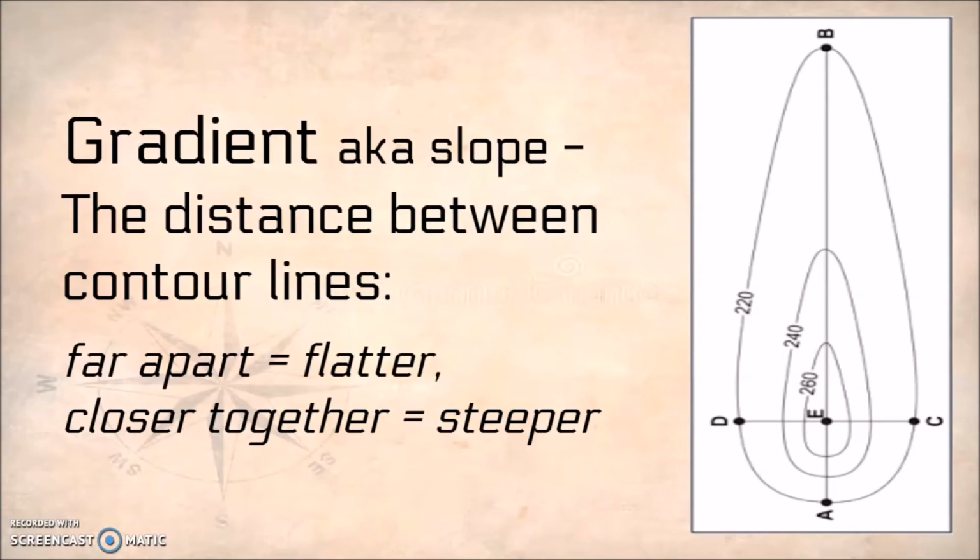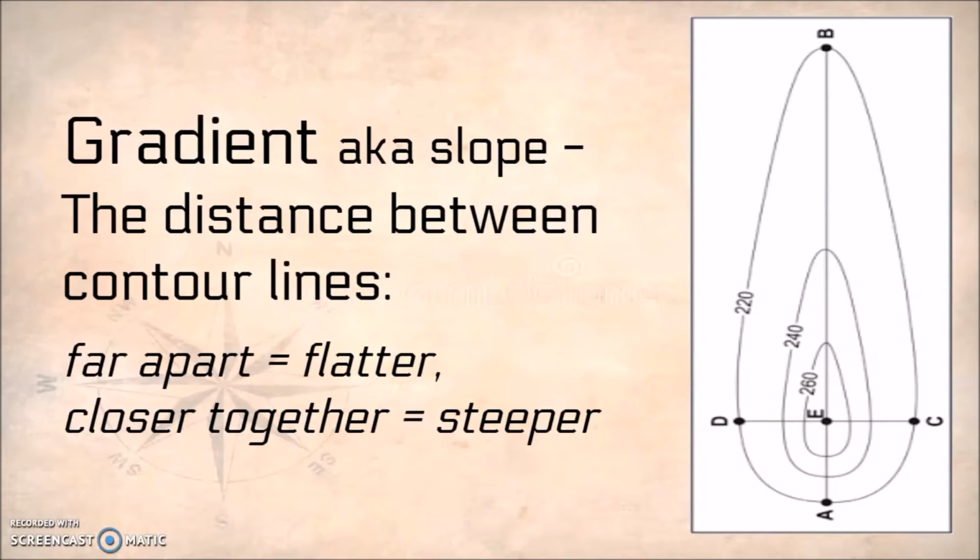Now the gradient, or the slope of different elevations, is going to be shown on the contour map based on how far or close the contour lines are. For example, the space between the contour lines on line EB is going to be very wide apart, meaning that the elevation is going to change very gradually over this distance, which means it's going to be flatter.